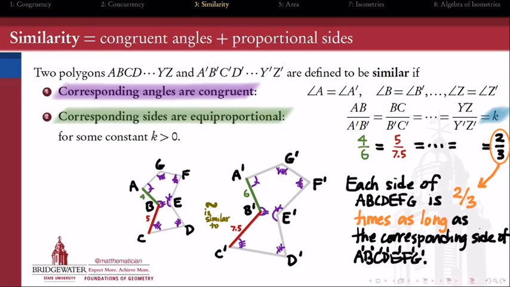So having the same shape but potentially different size is encapsulated in our definition of similarity by insisting that the corresponding angles of our two polygons be congruent. The angle measures all have to agree on corresponding angles, but also the corresponding sides in these two figures must be equiproportional. If I take the ratios of corresponding sides, no matter which sides I choose from my two polygons, the ratios will always give us the same number, which we call the constant of proportionality between these two similar polygons.